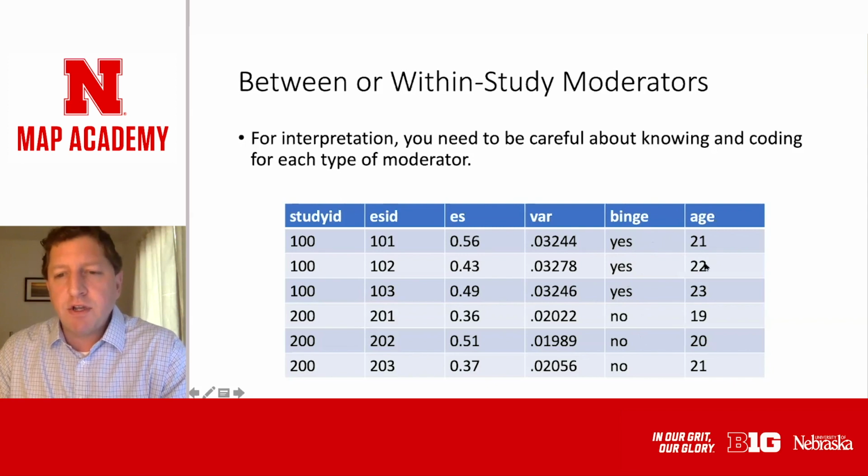But then age varies within the study and across studies, right? And so this would be a moderator variable that you could look at between and within. And so you basically analyze them the same way, but it's just good to be clear about what exactly you're looking at.